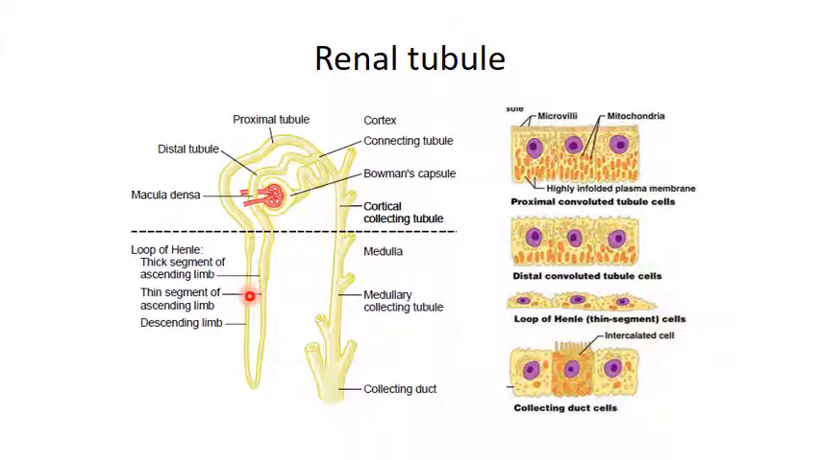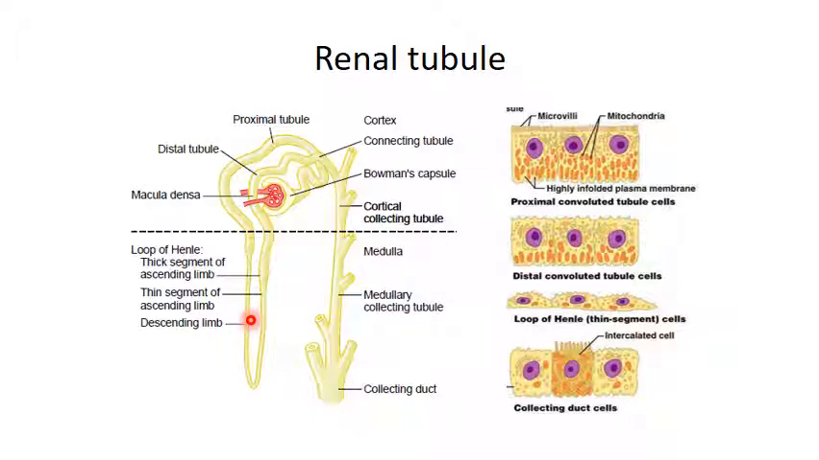The descending limb is entirely a thin limb, that is, its walls are thin, whereas the ascending limb is divided into two parts, the lower thin ascending limb and the upper thick ascending limb. The wall of the lower thin ascending limb is the same as that of the descending limb, and it is lined with a simple squamous epithelium. On the other hand, the wall of the thick ascending limb is lined with a simple cuboidal epithelium.